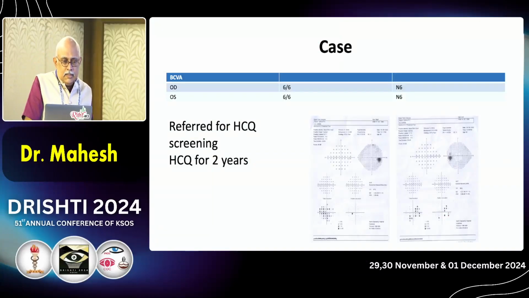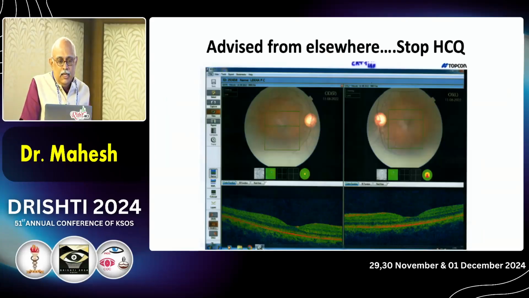So this is another case referred for HCQ screening for 2 years, 6x6 N6. Okay, the field was reasonably good. And one doctor from elsewhere has advised thinning of fovea and stop HCQ. The letter is given, by one of our friends only. This should not be done.